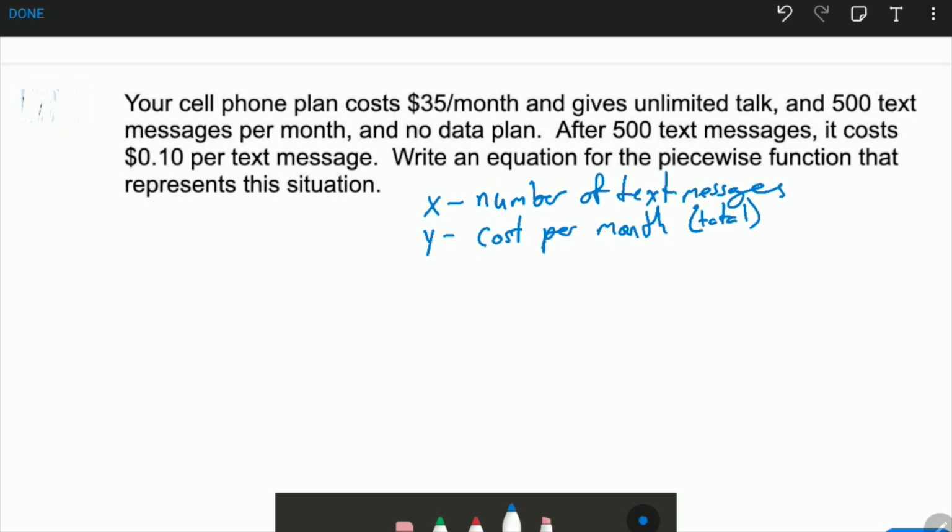And since we're dealing with piecewise functions, I'm going to actually change y to f of x instead. Doesn't matter, it's the same thing. I just prefer using f of x for piecewise functions. Okay, with that being said, let's go ahead and break it apart into the separate pieces. So the 2 pieces that we're going to have is the base plan, which is the $35 per month, giving the unlimited talk, 500 text messages per month, and no data. The second part is after that 500 text messages.